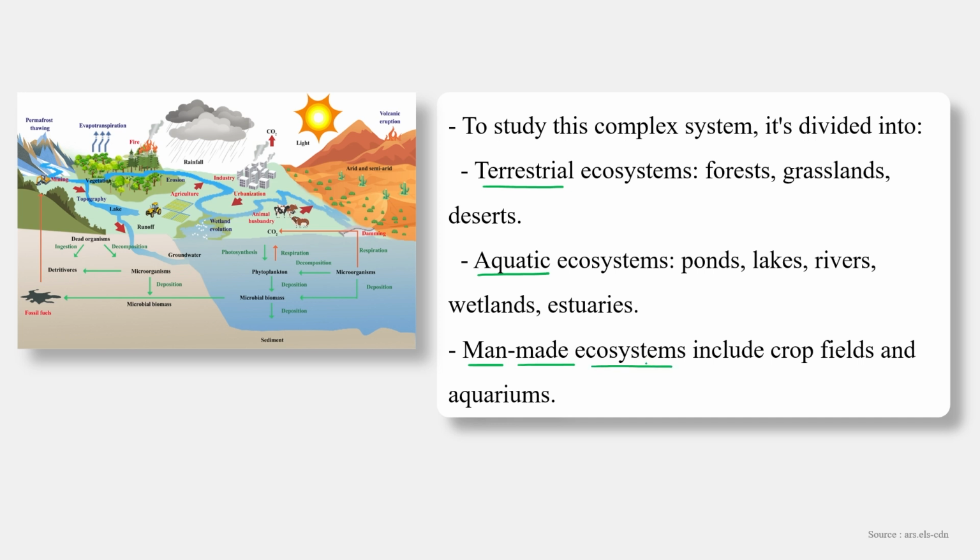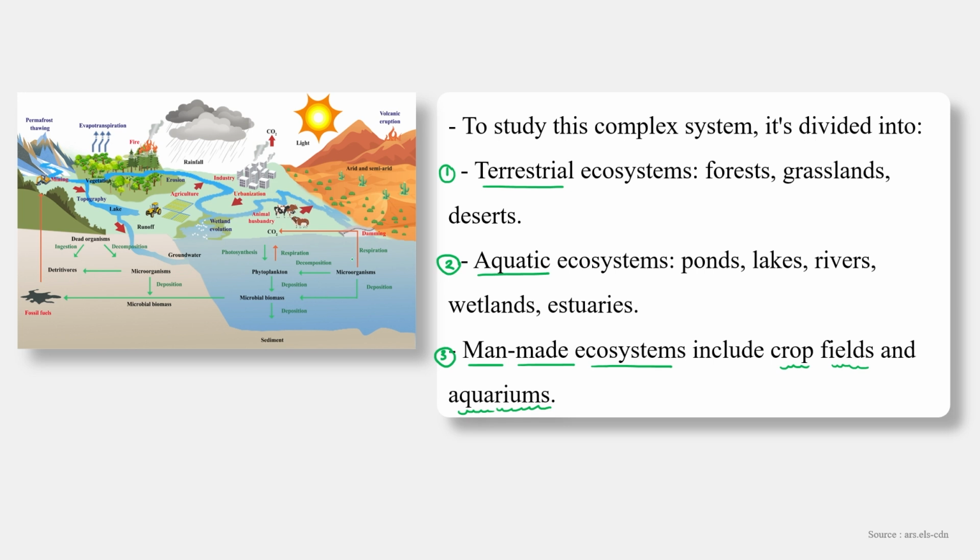Man-made ecosystem includes crop field and aquarium, as these two categories are maintained by man. So three types of ecosystem: terrestrial ecosystem, aquatic ecosystem, and man-made ecosystem. These are the examples.